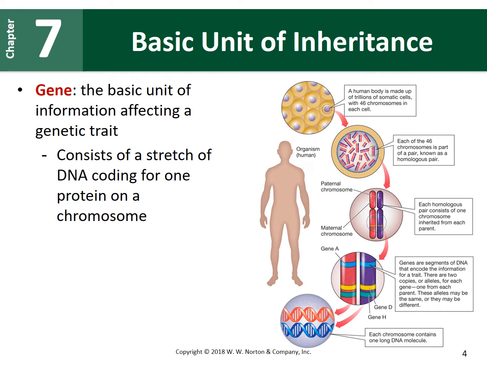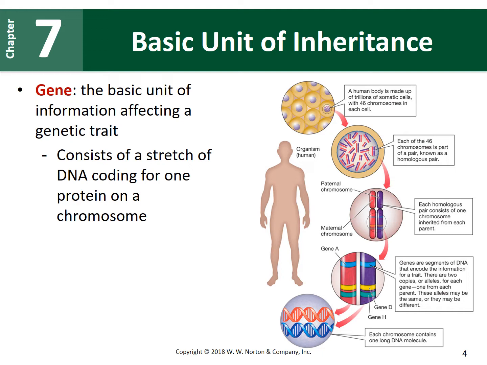So for example, our human body is made up of about 10 trillion cells. If we zoom in on one of those cells, one cell has 46 chromosomes in the nucleus. We zoom in even further into that chromosome and you have segments of DNA called a gene. And that gene will code for one specific trait.